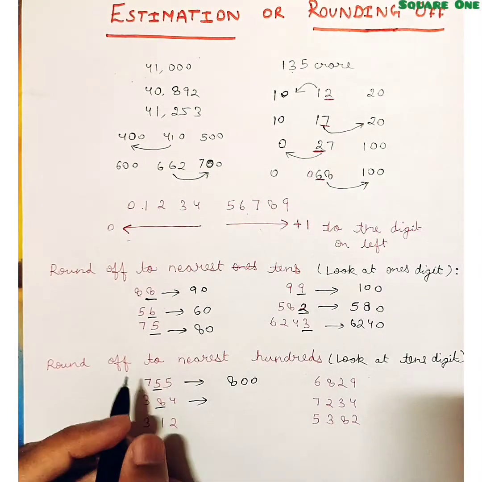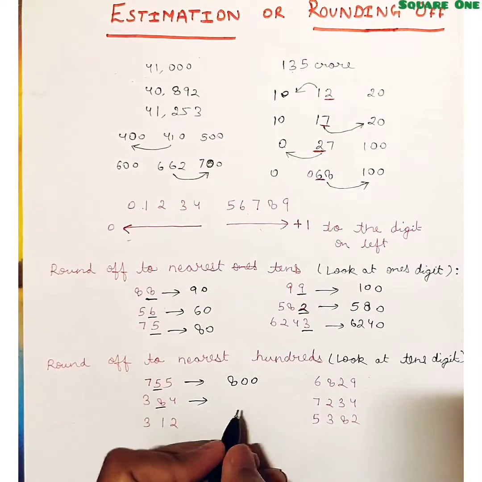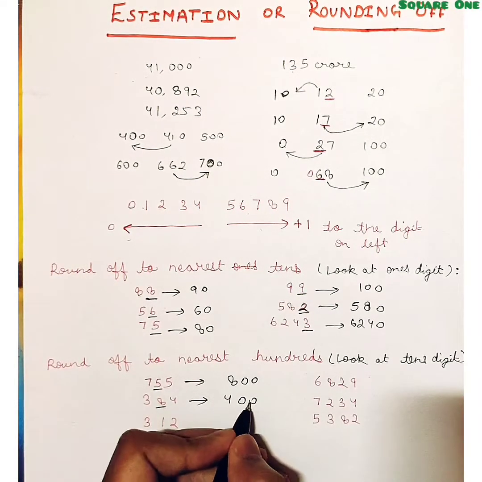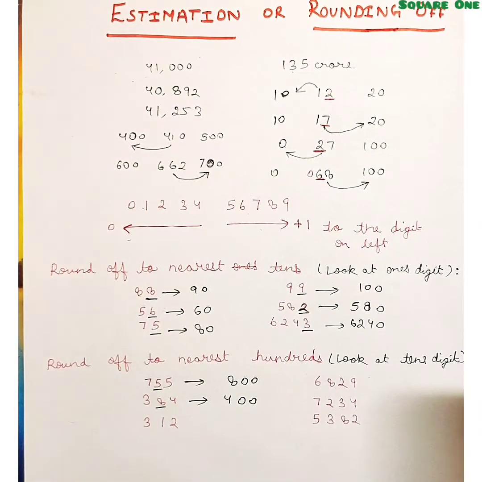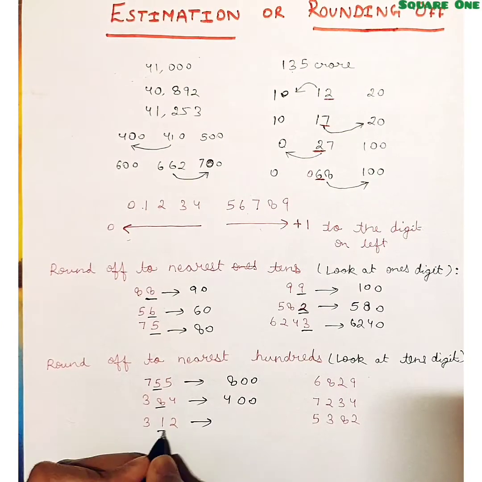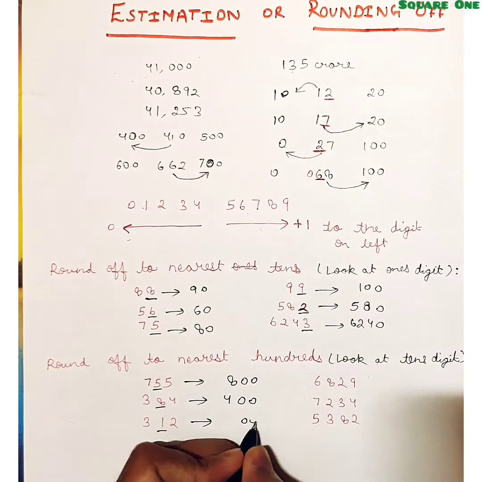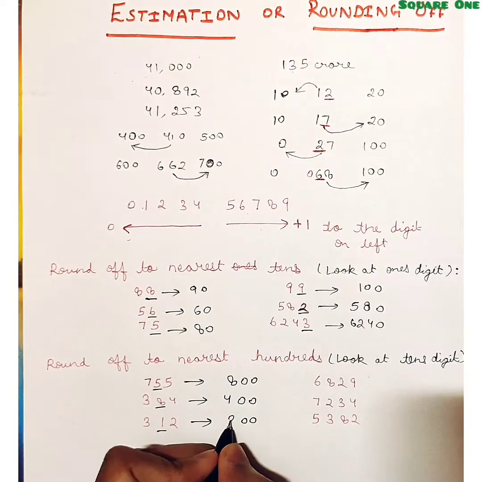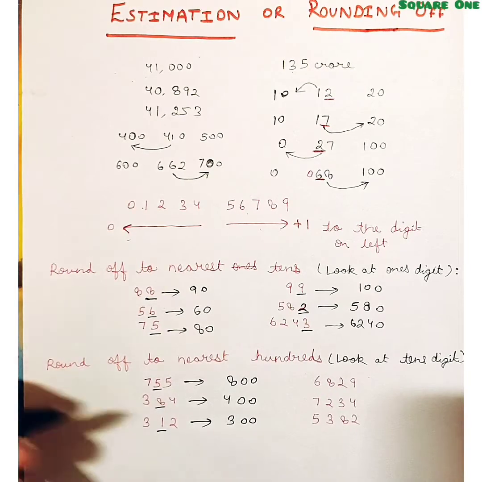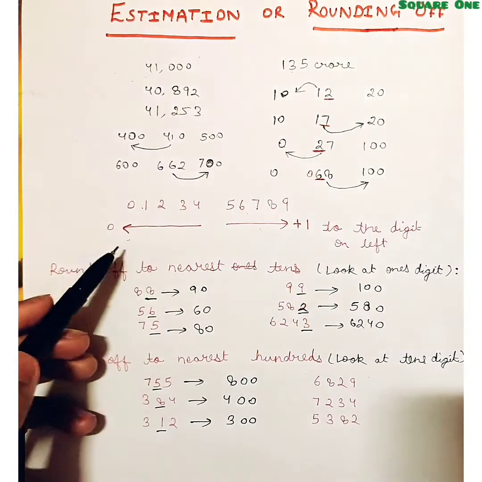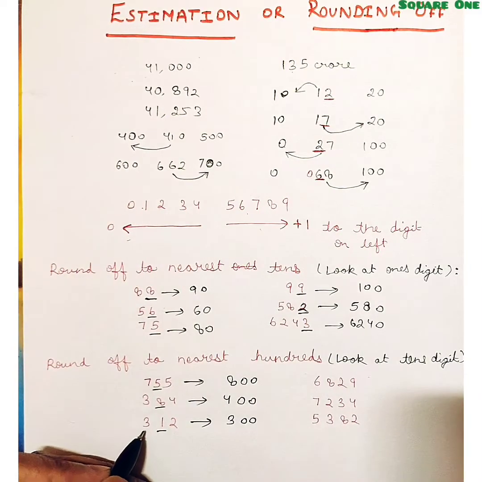8 is on the place of tens, so 8 becomes 0 and 4 also becomes 0, but 1 is added to the place of 3. 1 is sitting at the place of tens. 1 becomes 0, 2 becomes 0 and no change comes to the place of 3 because this number is less than 5. Okay, this is one of these numbers, so no change comes to the digit on the left.